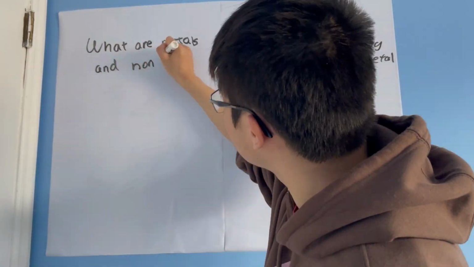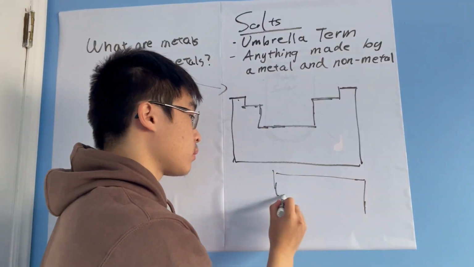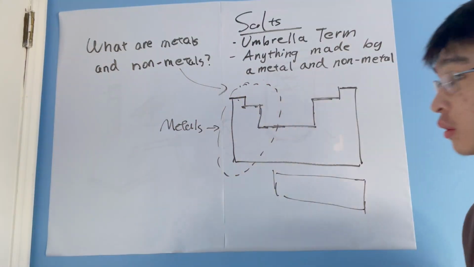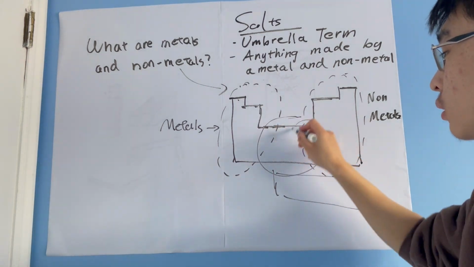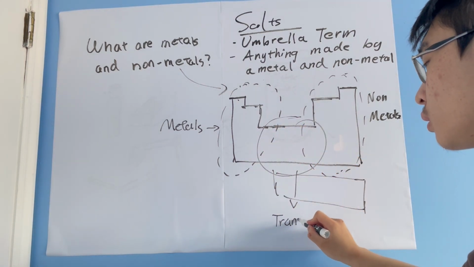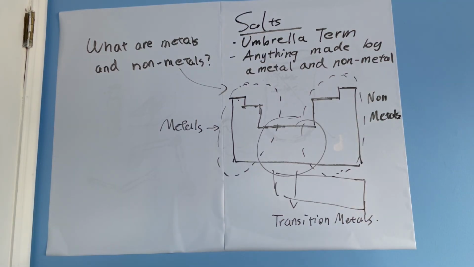So what are metals and nonmetals? We can roughly identify them from this poorly drawn periodic table. Metal elements are typically on the left, while nonmetal elements are typically on the right. The gap in the middle, chemists usually consider as transition metals, meaning that some of them act like metals and some of them act like nonmetals.